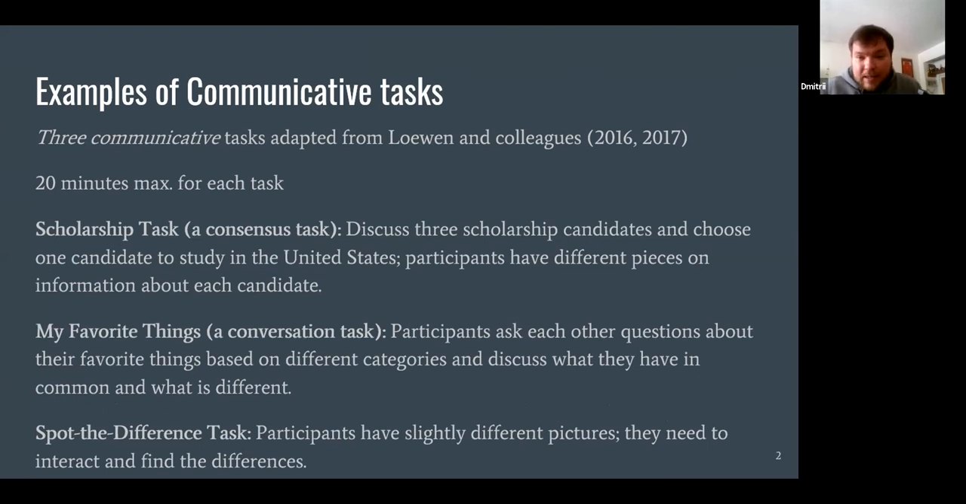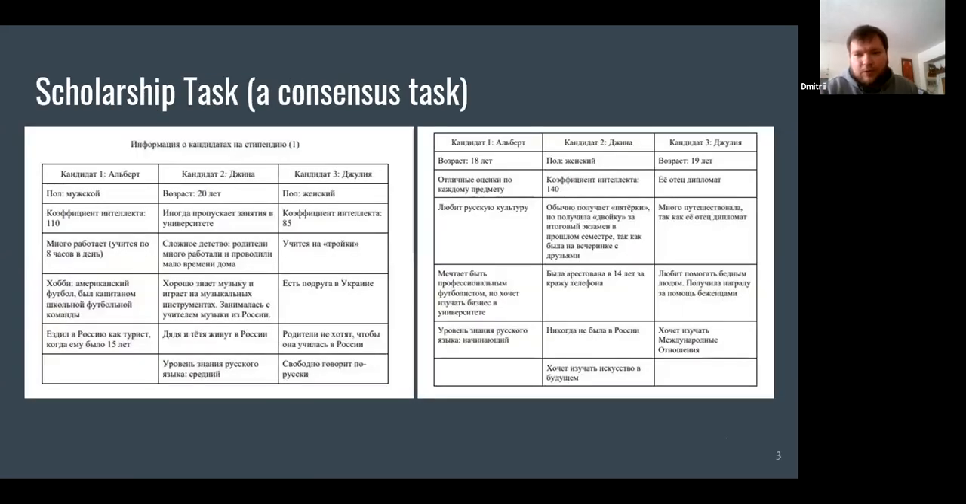It's called a consensus task. This one is a scholarship task where students need to discuss candidates for a scholarship to go to the United States. This is the Russian version of the task. The students get two pieces of information about three candidates: Albert, Gina, and Julia, with different pieces of information. So the students need to interact, and this is where peer interaction comes into play. They need to discuss the background of the three candidates and choose the best candidate for a fellowship.